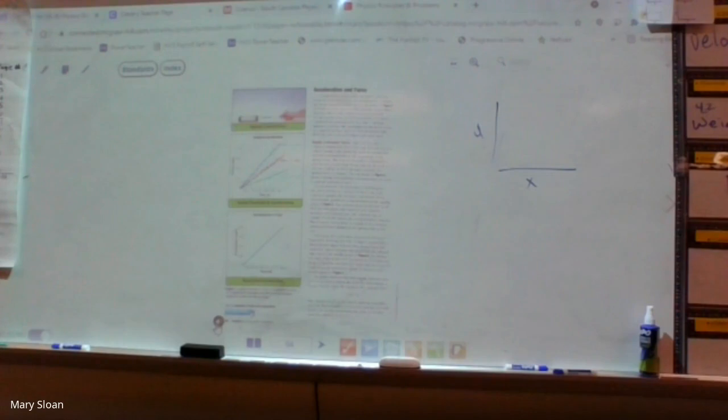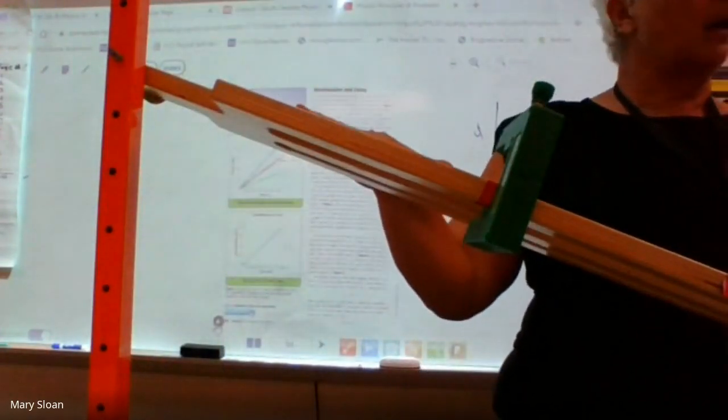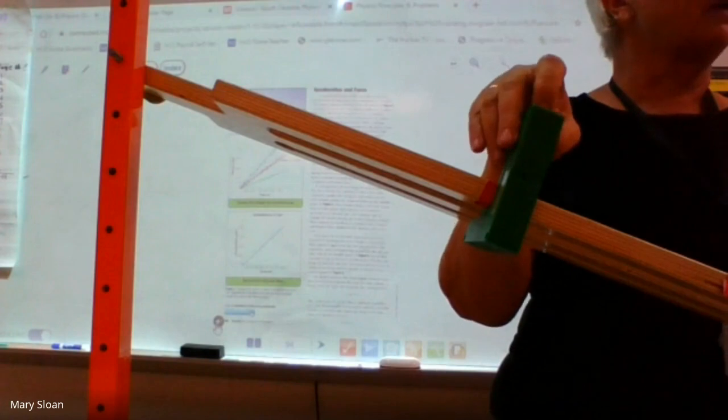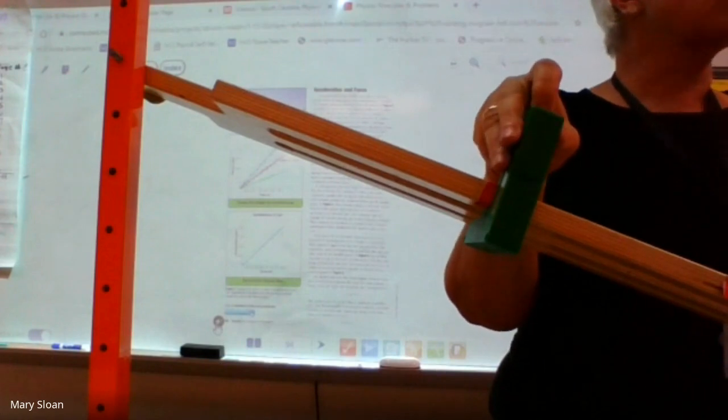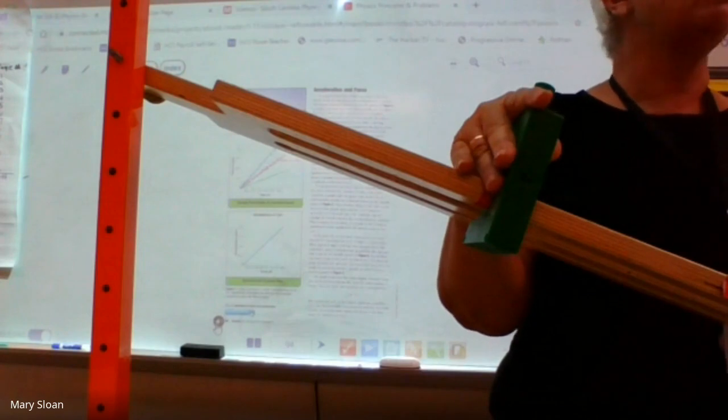So, this is the track you're going to be using tomorrow, okay? So what you're going to have to do is assemble your track. You're going to have the ring stand, the car, and your photo gates. Now in physical science, did you use this? Some of you did, some of you didn't.